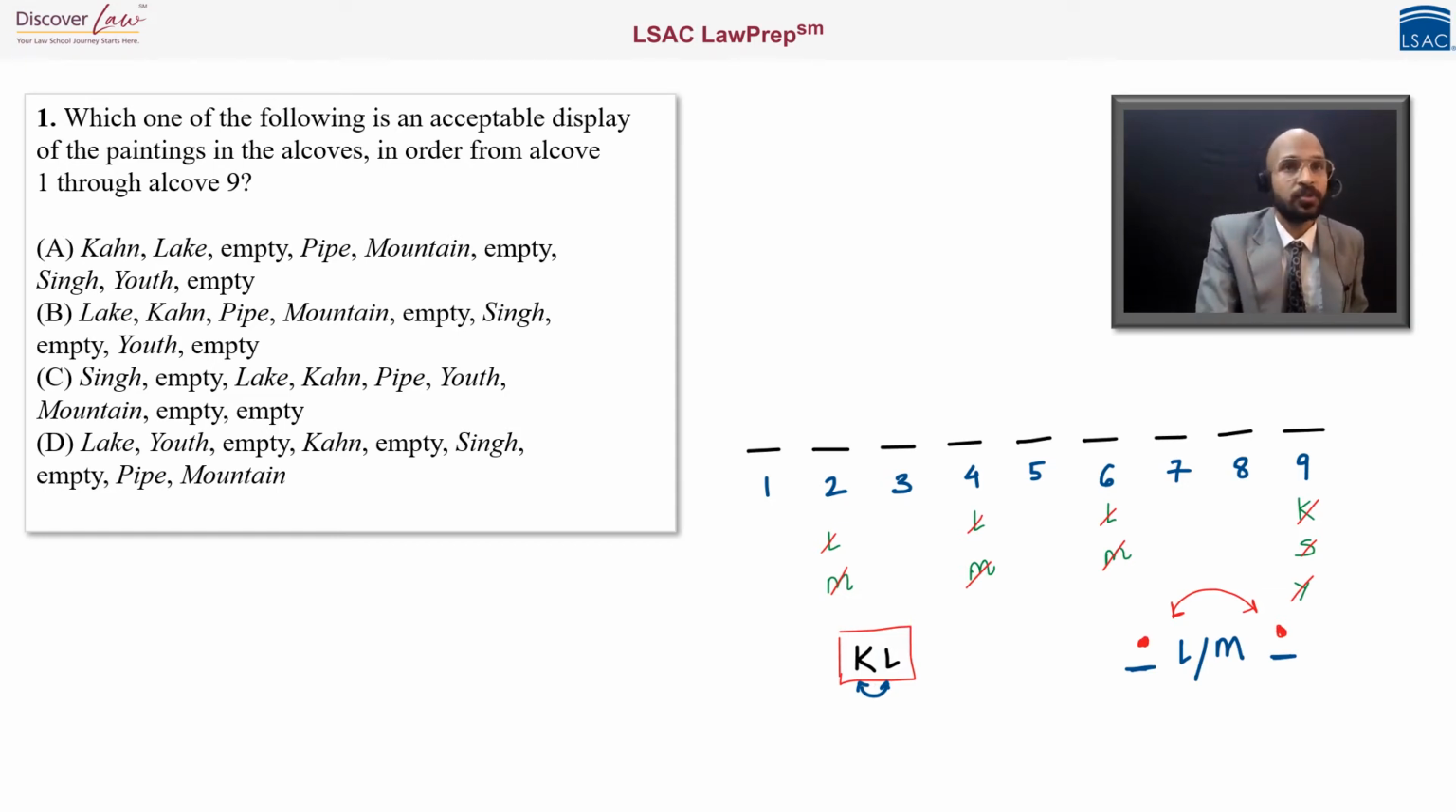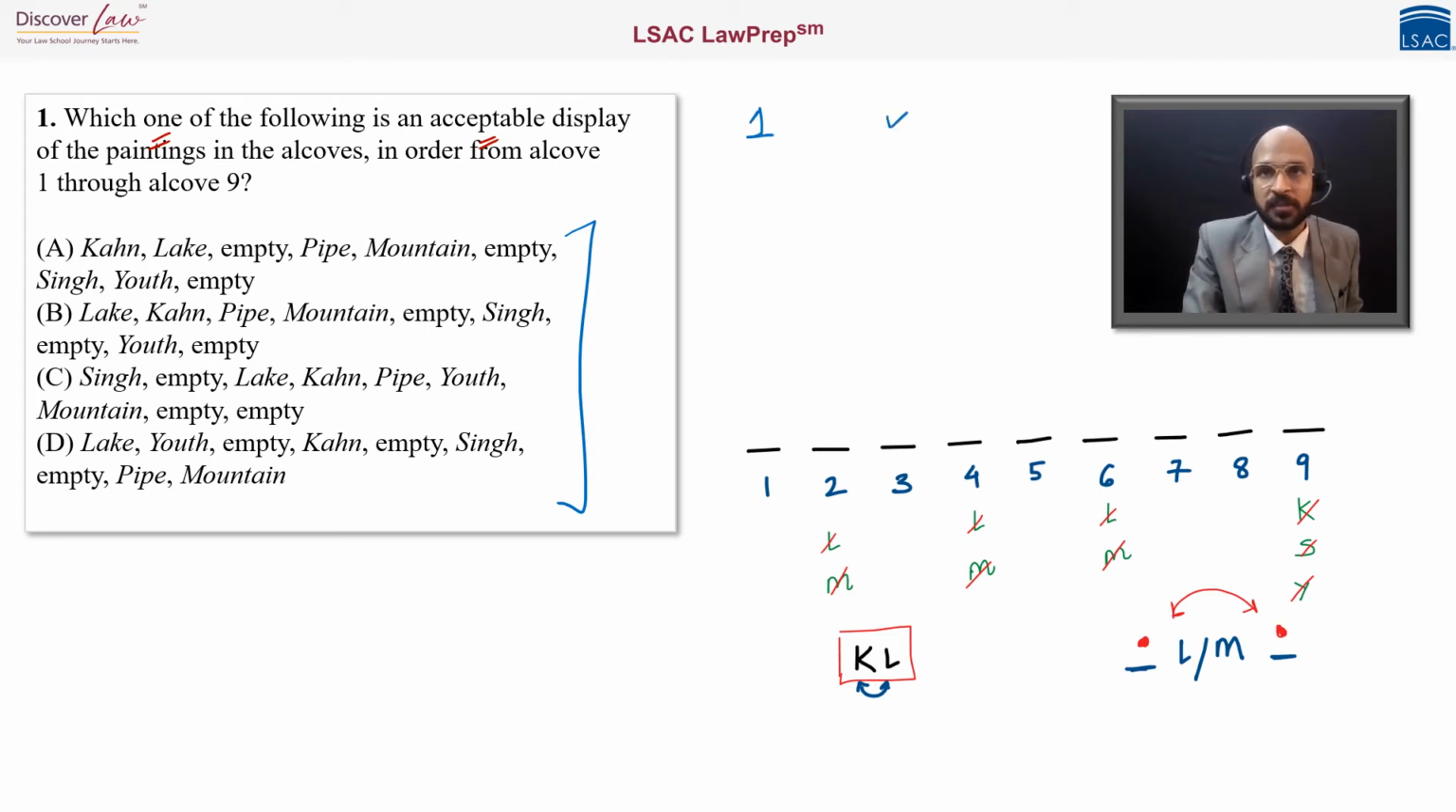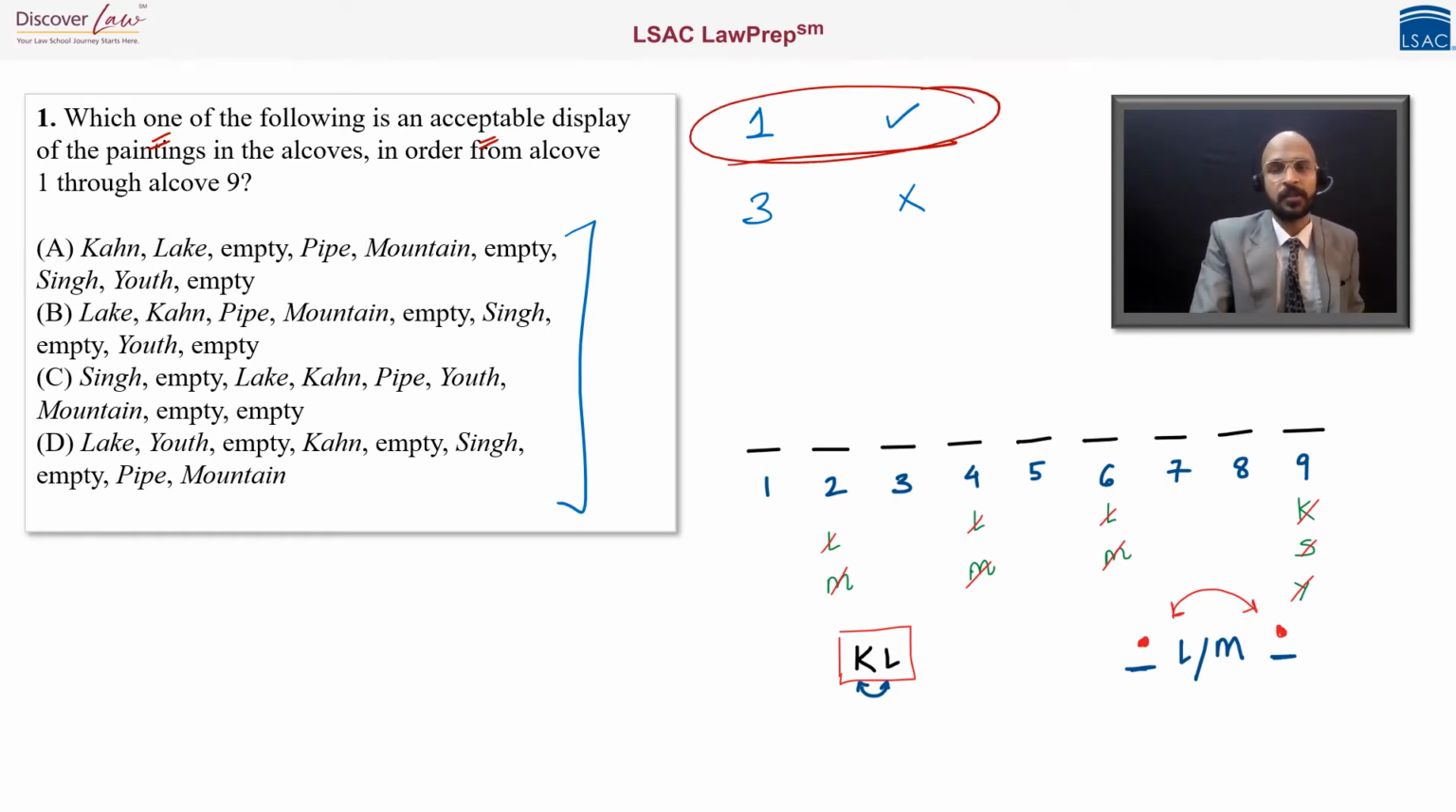It says, which one of the following is an acceptable display? What that means is that out of the 4 options that you see here, only one of the options is okay and the other 3 options are not okay. What I mean by not okay is that it is not following the rules. So simply look at each option, start with option A, then look at B, and see where a rule is being violated. You'll find that only one option does not violate any rules, but you can get the answer here by elimination.